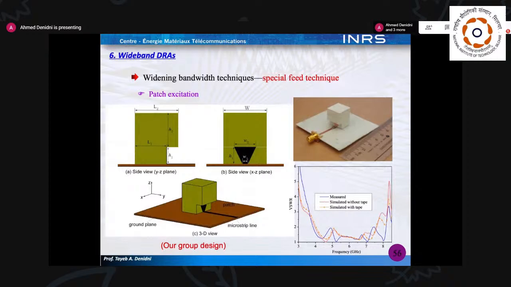Here he uses some conformal patch, which is etched on the dielectric resonator, and the idea is we can come up with a very large bandwidth. Here is the design, and here we fabricated a prototype. We can see that we stacked many slabs, and this feeding we have is a microstrip line, and also this patch that is used to feed the dielectric resonator, and we can achieve a large bandwidth. And we call it patch excitation, this mutual excitation.